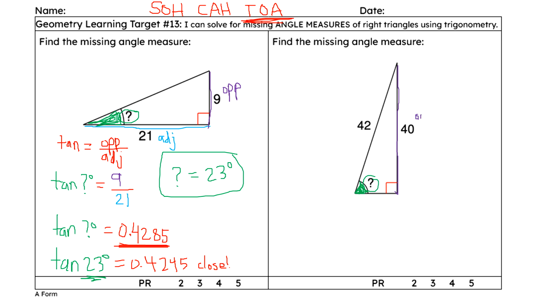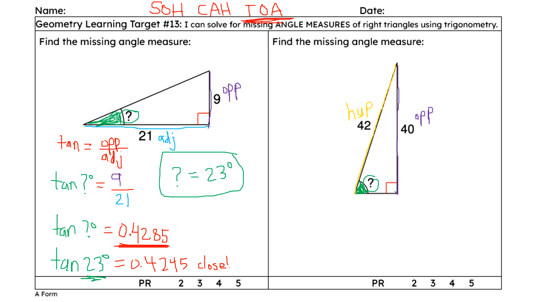So here's my opposite, 40. And then let's see, I don't have my adjacent this time. It looks like I've got the hypotenuse. So this long crooked distance here that is across from the 90-degree angle, it's the largest side of a right triangle, that is your hypotenuse. So here's the hypotenuse at 42.